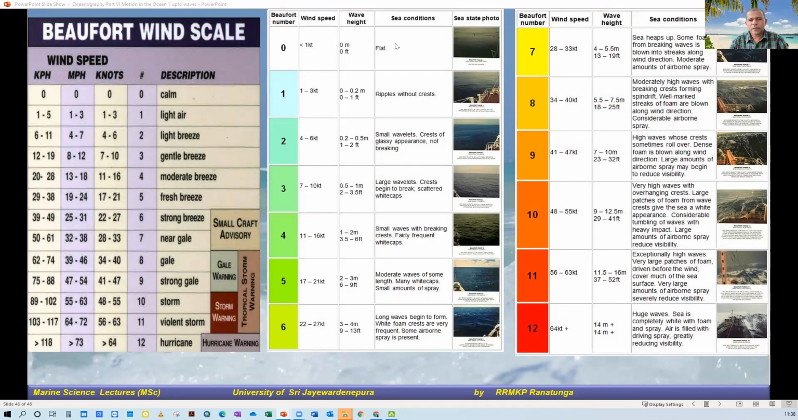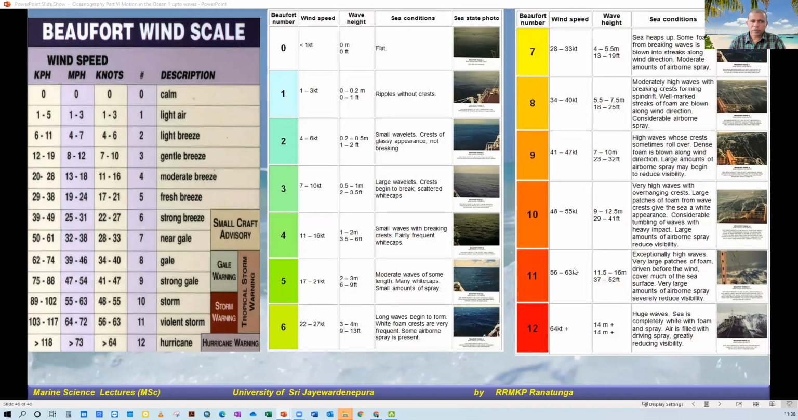With the former, it will be just a flat sea, and this will be ripples, right, without crest. Now, this is just ripples on the surface. There is no crest formation. And in scale 2, small wavelets, right? Then some crest, just small, and it will increase as you go along up to a different level. Like 12 is the maximum situation, the huge waves, usually a storm situation.